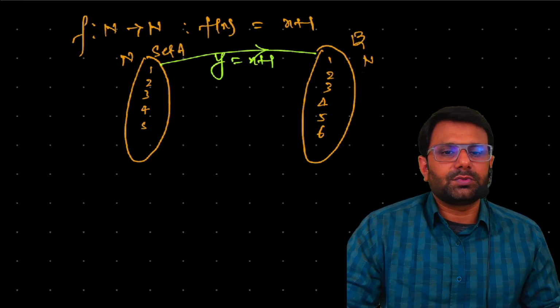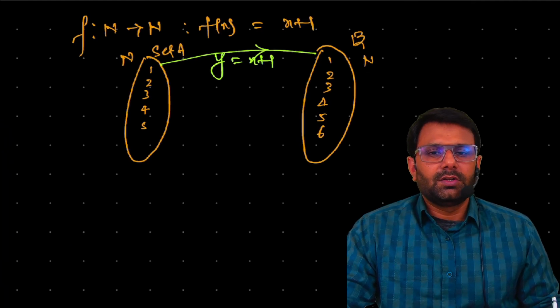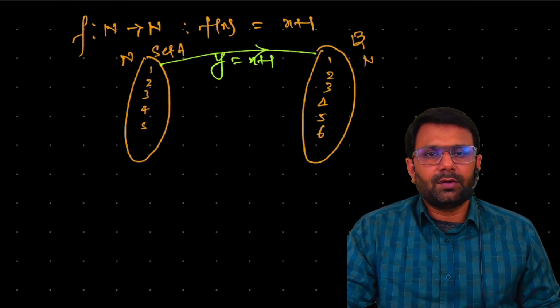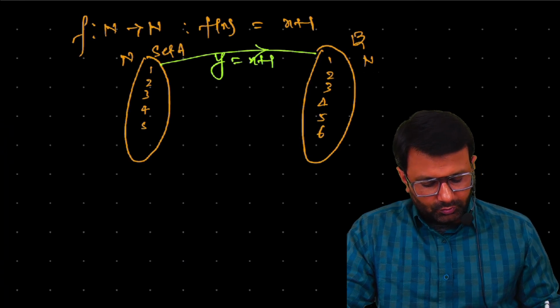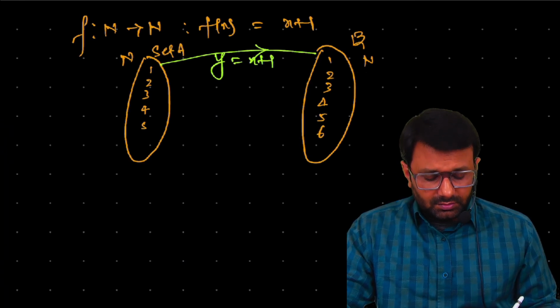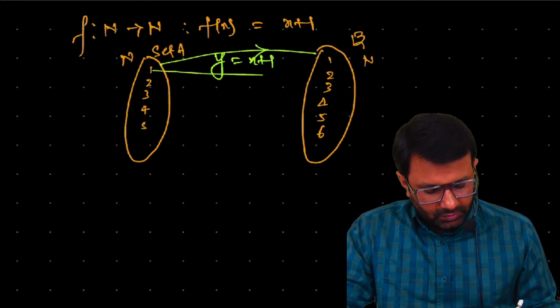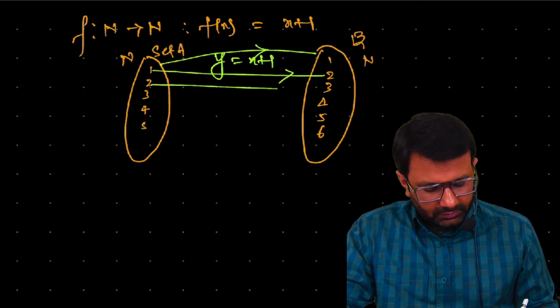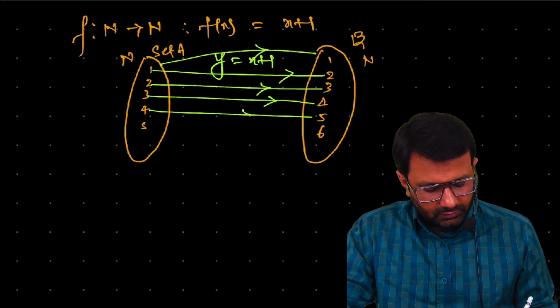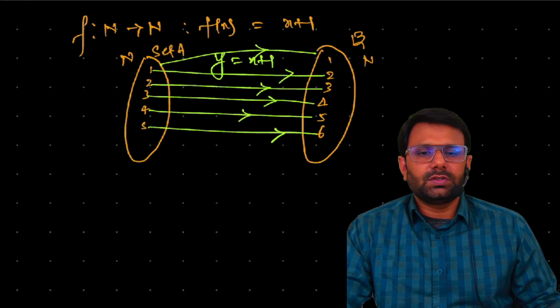What is the meaning of y = x + 1? In the input I have to add 1 to get the output. If I add 1 to 1, the output will be 2. 2 plus 1 is 3, 3 plus 1 is 4, 4 plus 1 is 5, 5 plus 1 is 6. So this is called function.